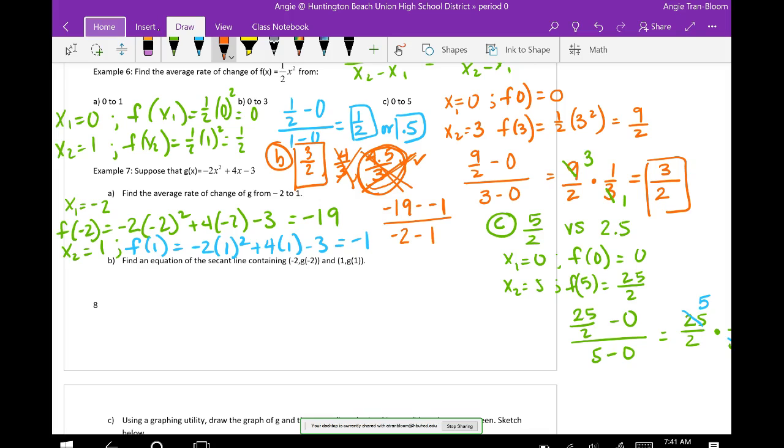Is that the correct setup? Right here? Oh, it's sleeping. Isn't negative 19 y2? Y1? Let me pull it up. Kyle left. He's my bubble rescuer.